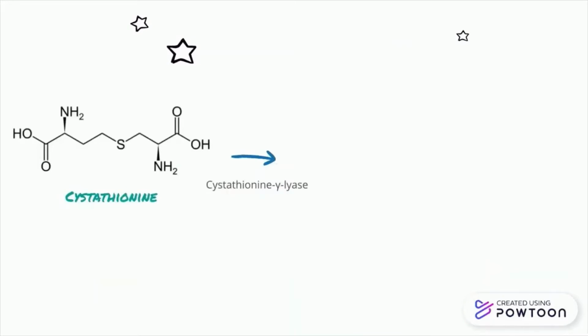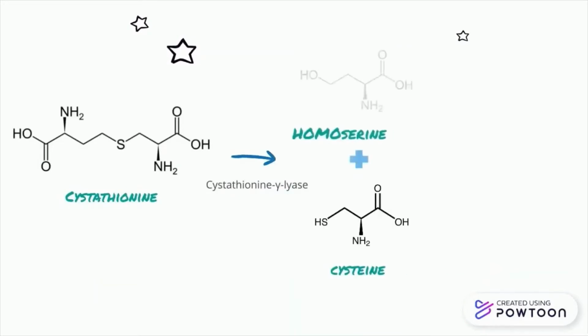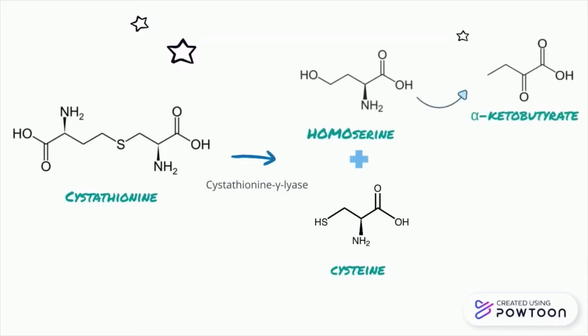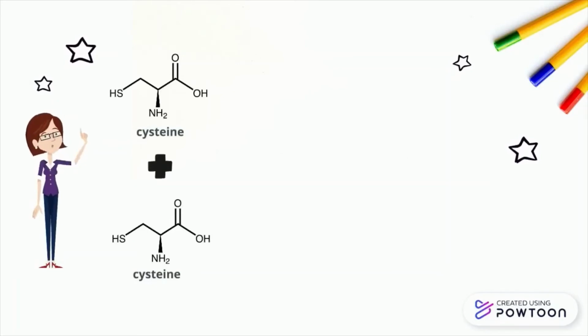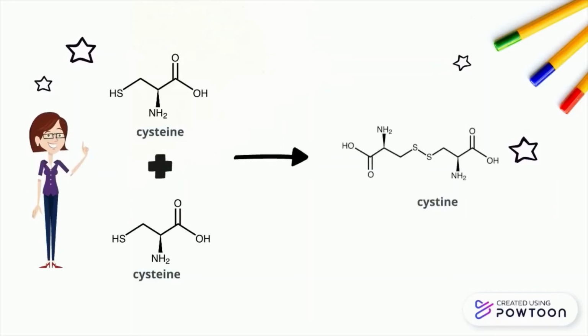Cystathionine gamma lyase, also known as cystathionase, cleaves and breaks down cystathionine into cysteine and homoserine, which is further deaminated into alpha-ketobutyrate. The sulfur atom in the polypeptide chain of cysteine could form a bond together with another cysteine, namely a disulfide bridge, by oxidation, forming cystine.